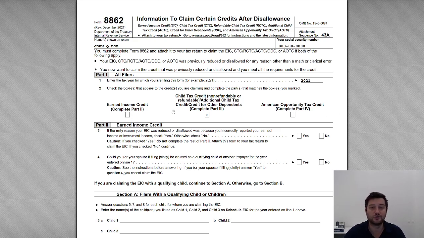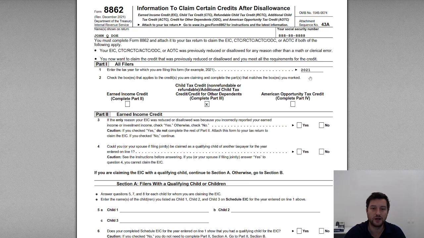Now, it's also possible that you could have tried to claim all of these credits and had all of them denied, right? If that's the case, then you would check all these boxes and complete all the parts. But in our example, we're just focusing on the child tax credit, so we're just going to work on that one piece. So the 8862, we've got the name at the top here, John Doe, his social security number, and in part one, we are indicating the year we're filing this form. So we are filing this with John's 2021 tax return. And then in part one, we are checking the child tax credit, and we leave the other two boxes blank because we're not dealing with those pieces.